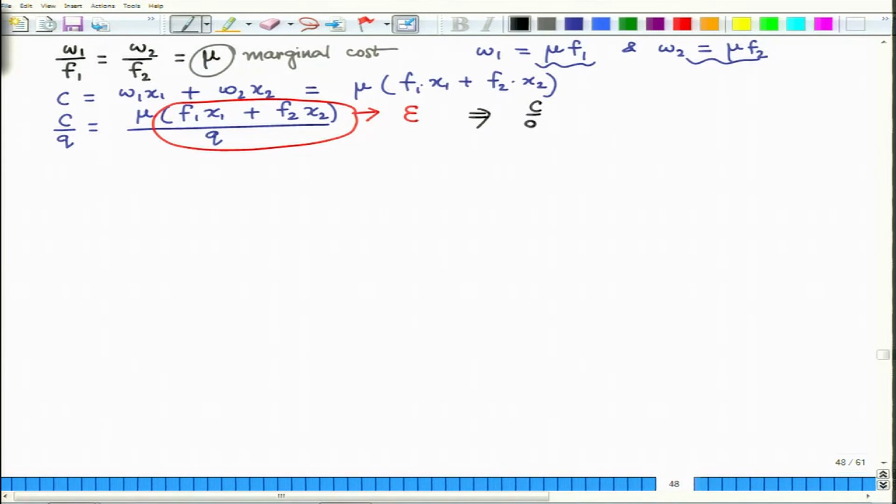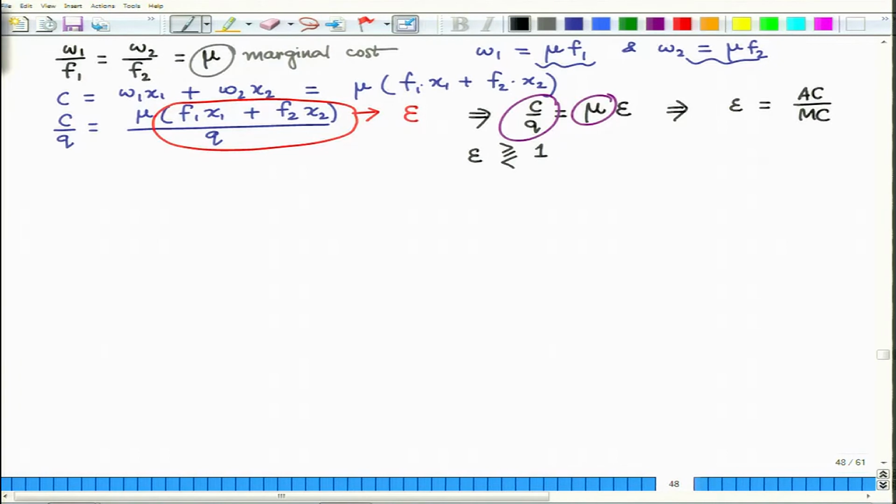So from there I can now write, okay. Now this can also be rewritten then as epsilon equals average cost of production, which is basically this, and the average cost is divided by the marginal cost, which is basically mu, right. So this epsilon now can take different values. It can be greater than or equal to or less than 1 depending upon the behavior of the average cost curve and marginal cost curve.